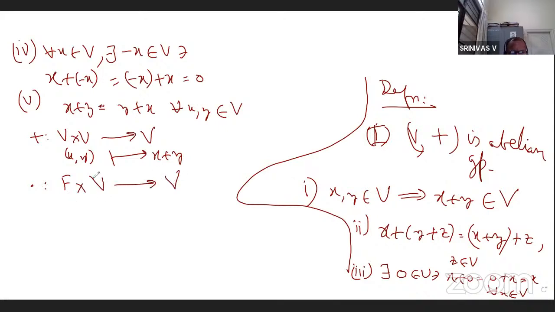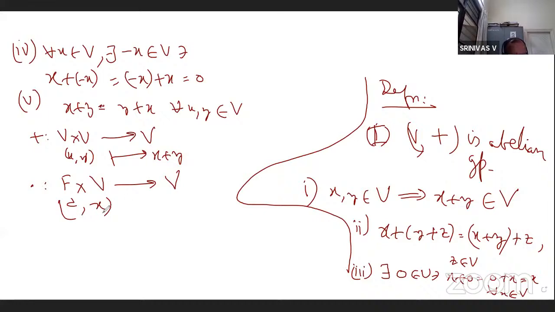What kind of elements are there in F cross V? You have alpha comma x, or c comma x, belonging to F cross V. c is a scalar and x is a vector. Elements in V are called vectors in general, but even if they are numbers or matrices or functions, in general we call elements in V vectors.